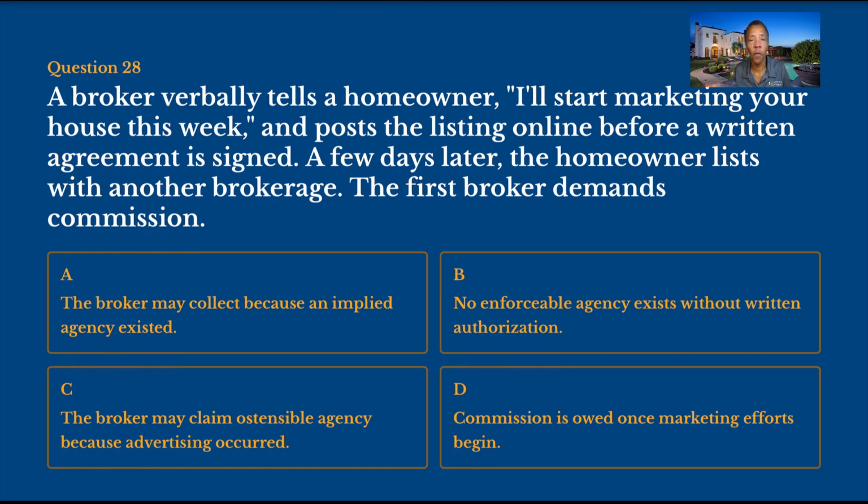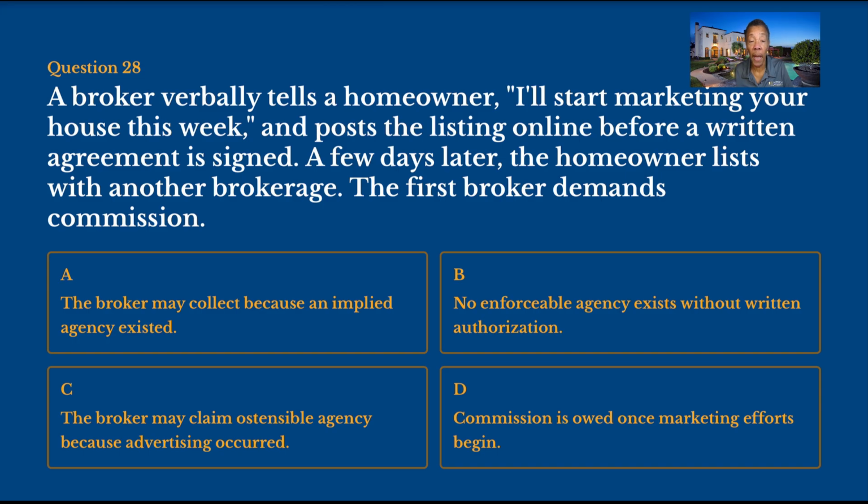28. A broker verbally tells a homeowner, I'll start marketing your house this week, and posts the listing online before a written agreement is signed. A few days later, the homeowner lists with another brokerage. The first broker demands commission. A, the broker may collect because an implied agency existed. B, no enforceable agency exists without written authorization.